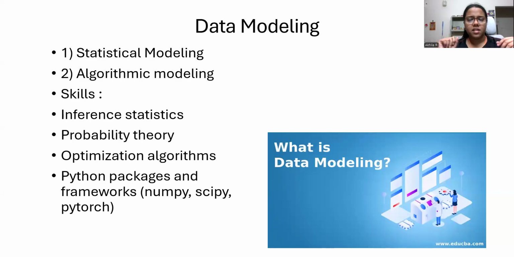What modeling does is it captures the underlying distribution and the relationship between different parameters. There are two types of modeling, statistical and algorithmic modeling. Statistical modeling is less data hungry, whereas algorithmic modeling needs a lot of data in order to perform the modeling. So let's take an example.